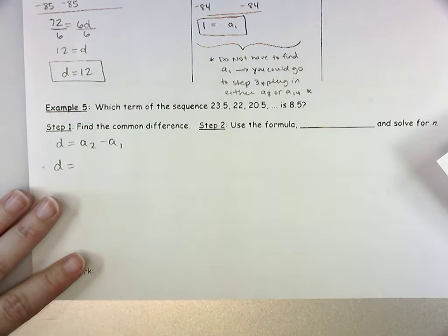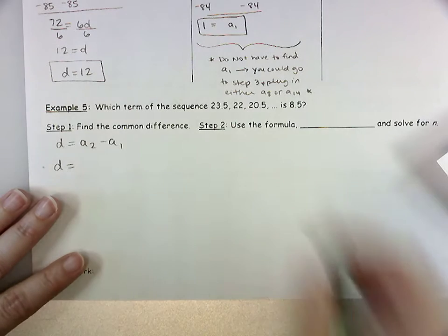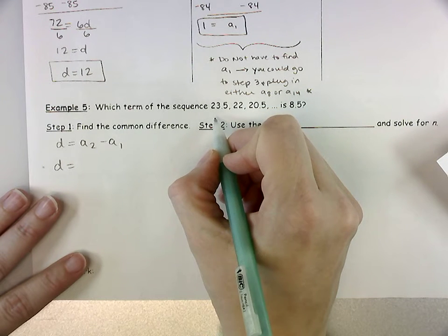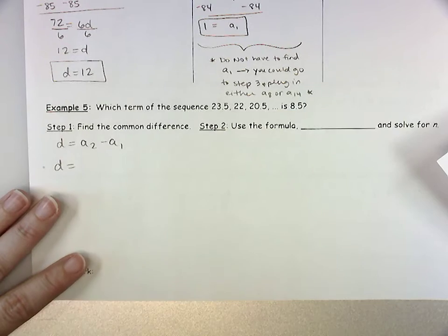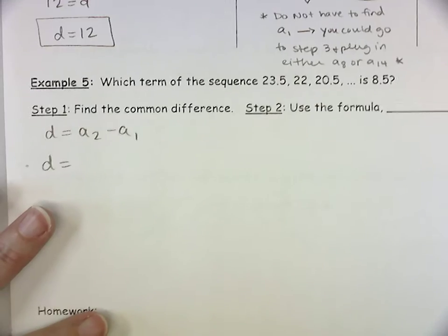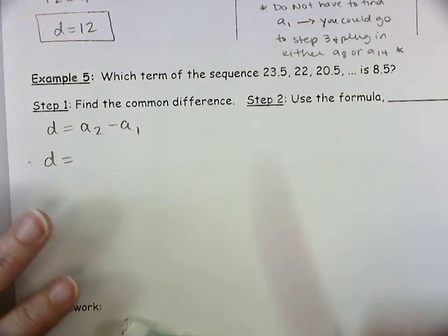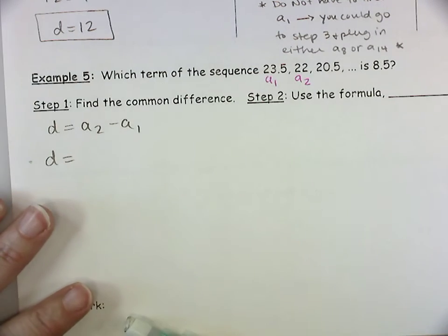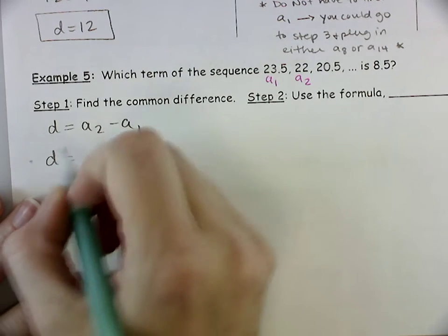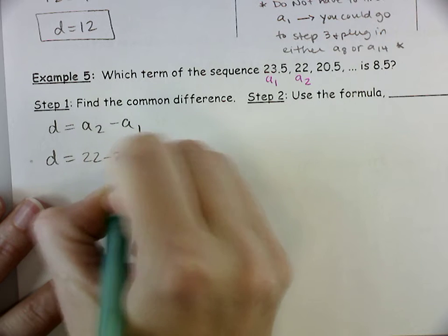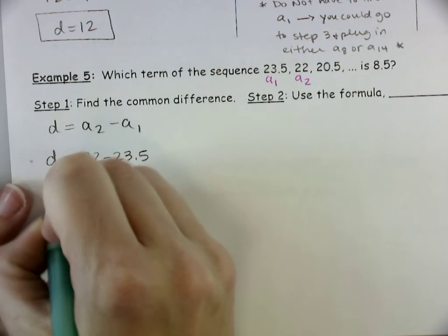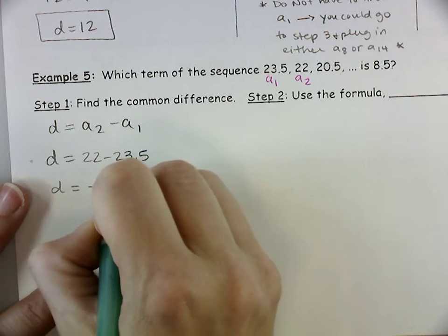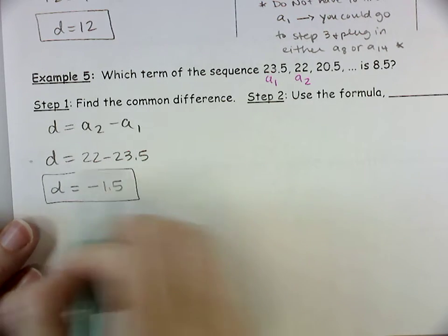Your A sub 2, again, remember when they give you the equation, the 23.5, Michaela, what part of my sequence is 23.5? What's your first term? Yeah, that's my first term. That's my a sub 1, right? This is my a sub 2, and so on and so forth. So to find the difference, I can just do 22 minus 23.5, which is going to be what? Yeah, negative 1.5.